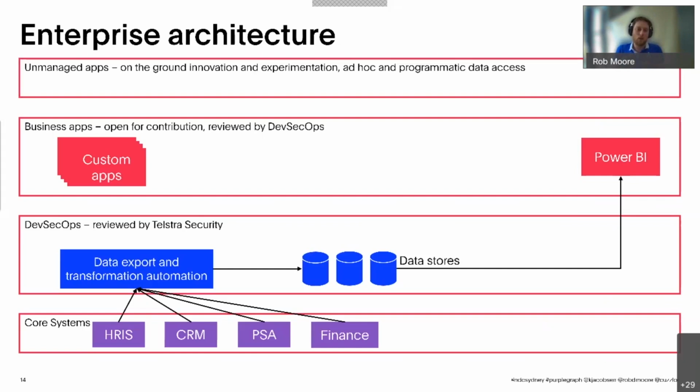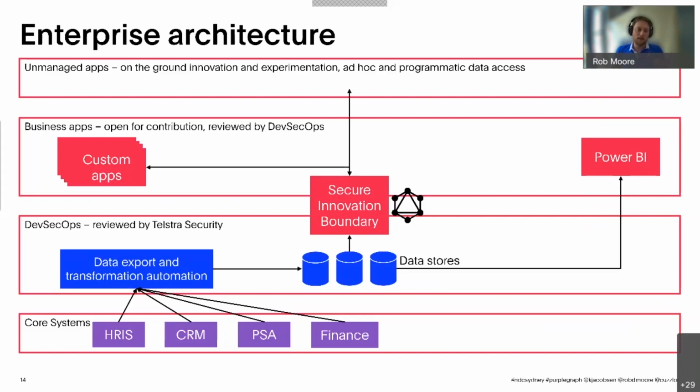And we didn't want to get in the way of them doing that because we wanted to foster a culture of innovation. And then what we put in place in this design was that we would have our secure innovation boundary in the middle here to help make this real. And we could then pull data from whichever data sources made sense and surface that to all of the other areas that needed information.